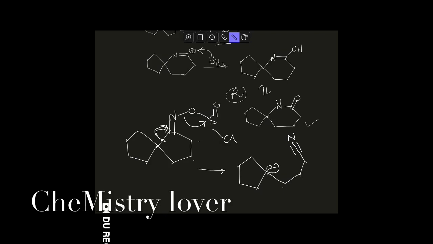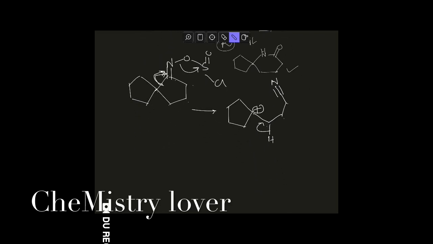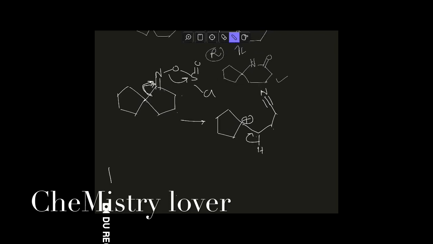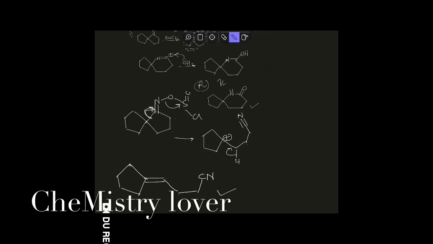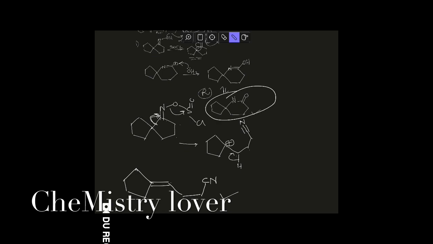After that, from here the hydrogen can be eliminated, and if the hydrogen elimination occurs, you will get something like this. Here you have 1, 2, 3, 4 and 5 carbon atoms. Here you have this cyanide. So this is the product of Beckmann fragmentation. So both products you will get: one product is this one out of Beckmann rearrangement, and another product is this one out of Beckmann fragmentation.